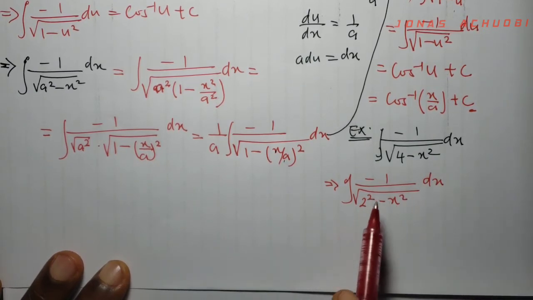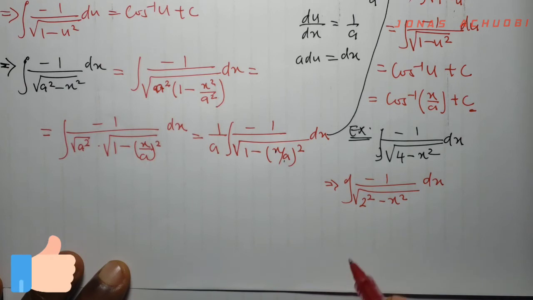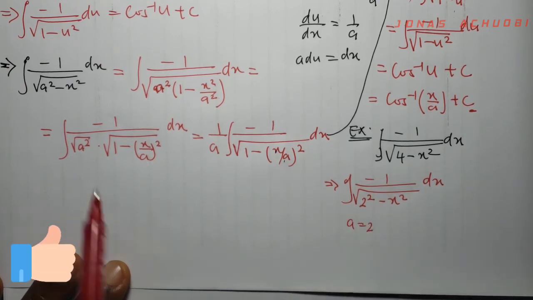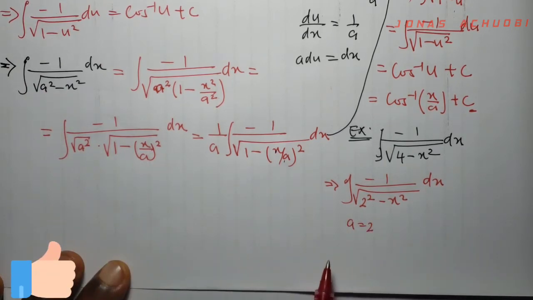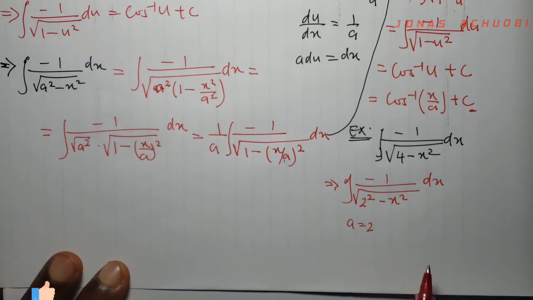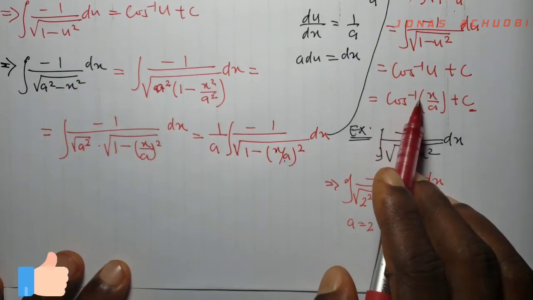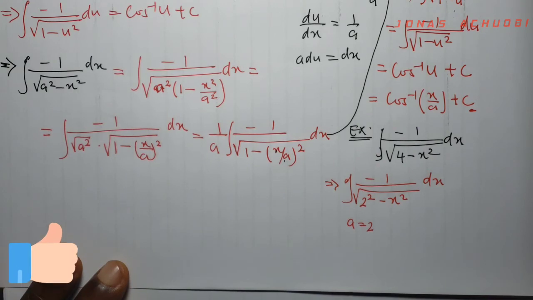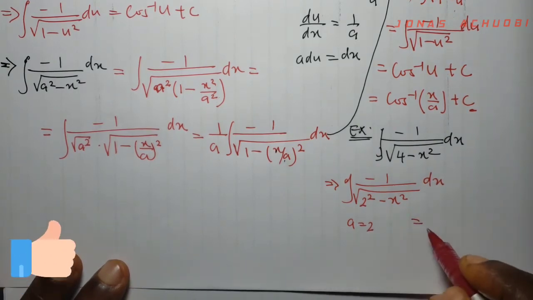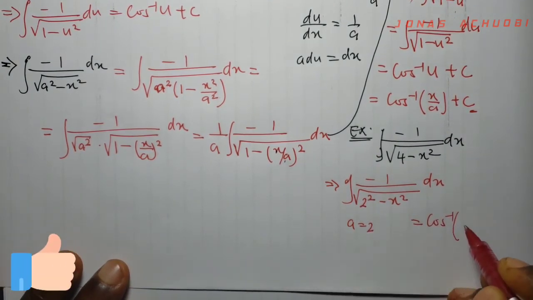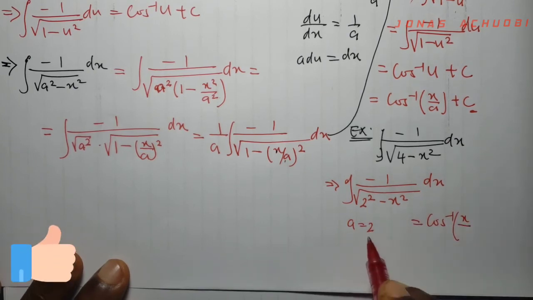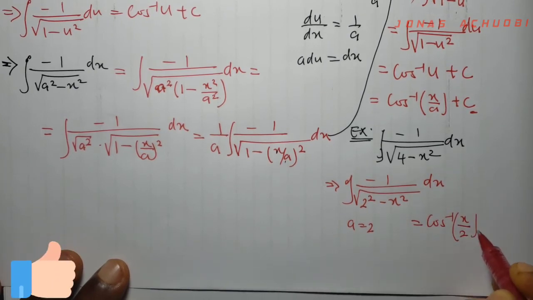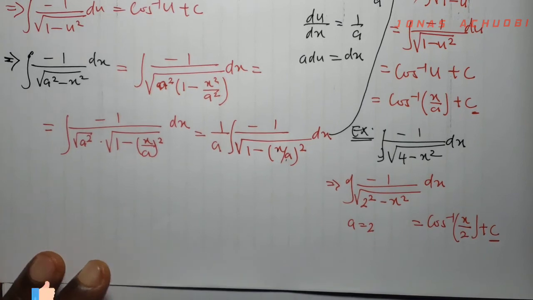Having done this, look at this one again. What is our a here? Our a is 2, because here we have a squared, here we have 2 squared. So a must be 2. Since a is 2, this integral is cos inverse of x over a plus c. Therefore, this integral must be cos inverse of x over a. What is a? Our a is 2, so x over 2 plus a constant c of integration. And you are done with that integral.